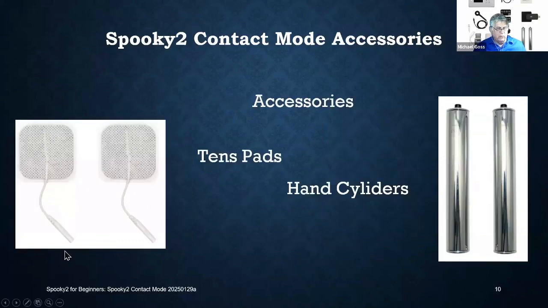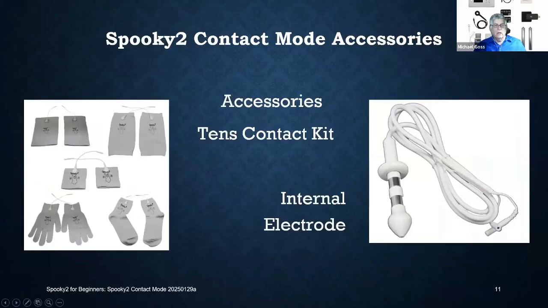So these are TENS pads. That's these little things here. That's where the pins go in. We'll demo that in a little while. Hand cylinders are here. The pins, we hook them up there. And we'll talk about why you like the hand cylinders and all that later. There's also a TENS contact kit, which is not included, at least it wasn't in any of the kits that I'm aware of at this point. I think you have to buy them separately.